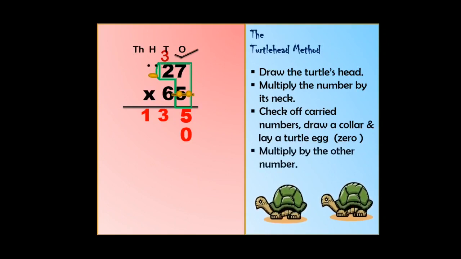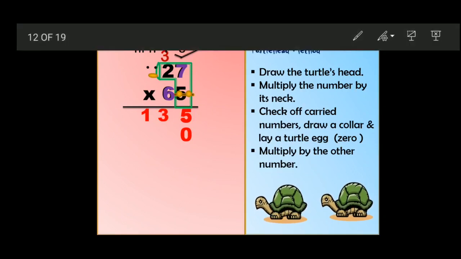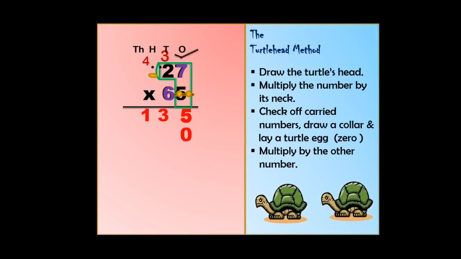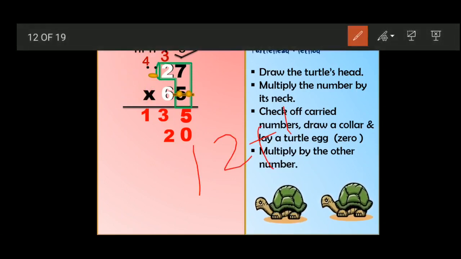Now we'll be multiplying by the other number, and the other number is 6. So 6 into 7, and you all know 6 into 7 is 42, right? So we'll be using 42. So 4 gets carried on and 2 under the tens place. Now we'll be doing with the other number, that is 2 into 6. 2 into 6 is 12, and 12 plus this carried number, that is 4. So 12 plus 4 is 16. So we'll be writing 16.